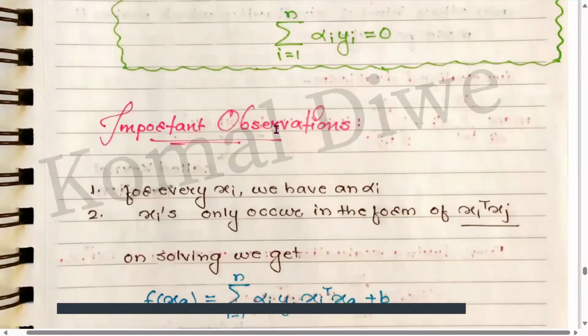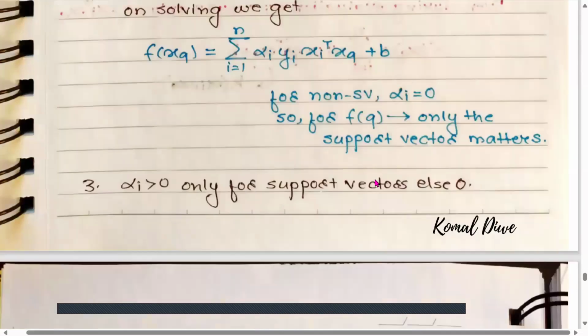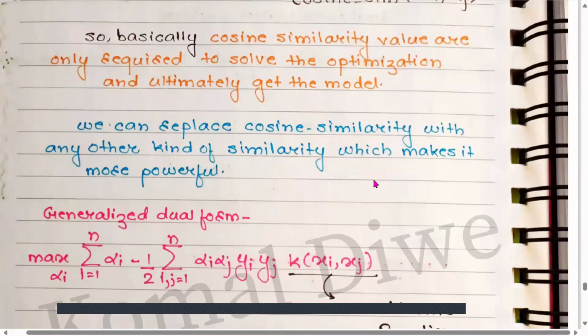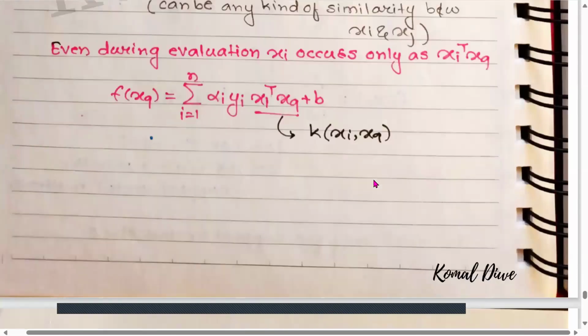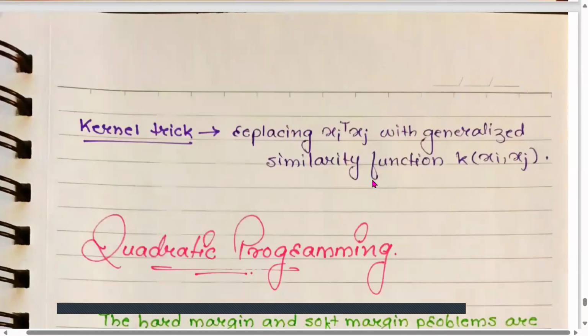Now let's study the important points. For every xi we have an alpha i. Some points are there which you have to remember and understand. So that the kernel trick replaces this with a generalized similarity function.